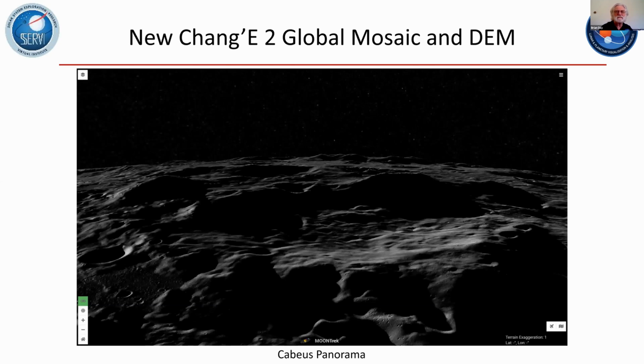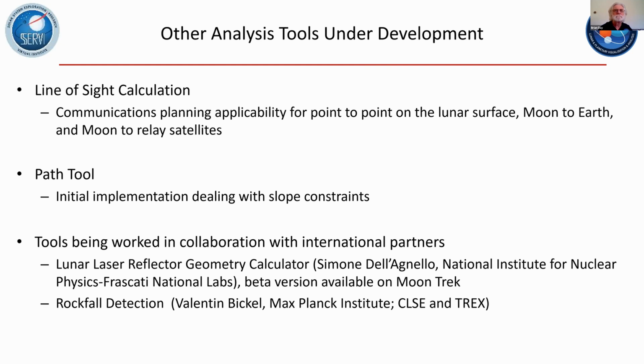In addition, we have a bunch of new data products. These include the Chang'E 2 Global Mosaic and DEM. These are really cool additional products that give some nice intermediate areas between WAC and NAC. The Chang'E 2 global mosaic is the highest resolution full coverage global mosaic of the moon.